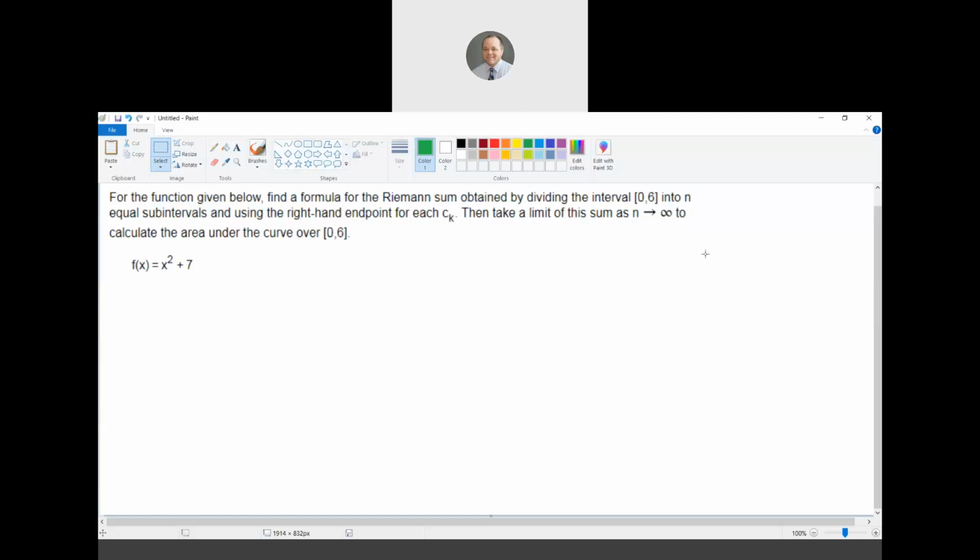For the function given below, find a formula for the Riemann sum obtained by dividing the interval 0 to 6 into n equal subintervals. Then take a limit of the sum as n approaches infinity to calculate the area under the curve from 0 to 6.